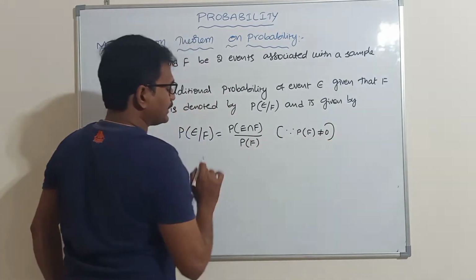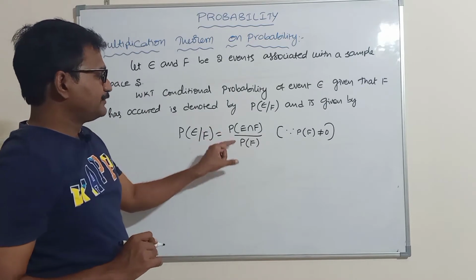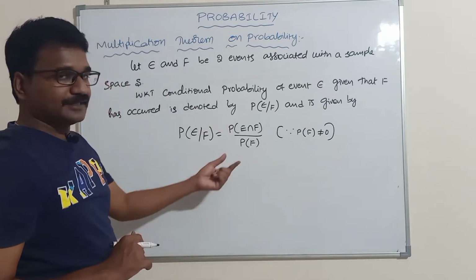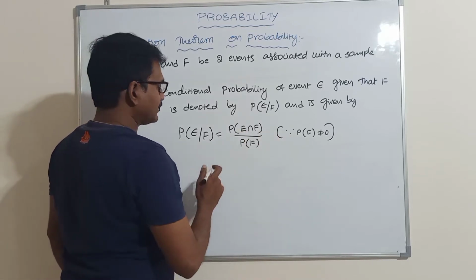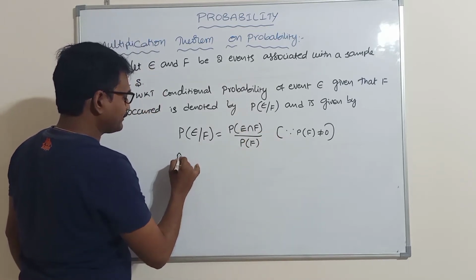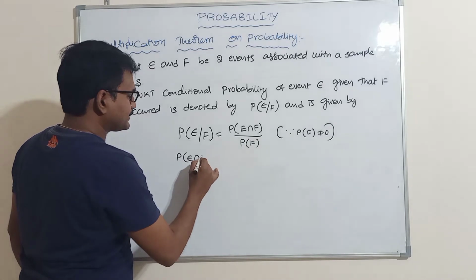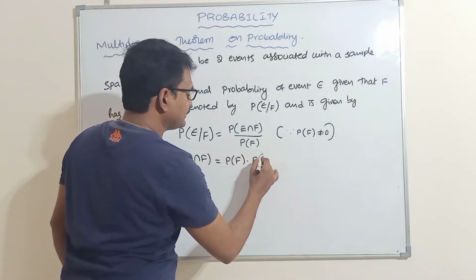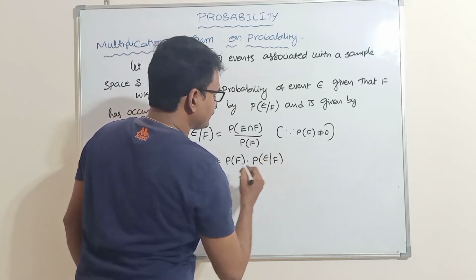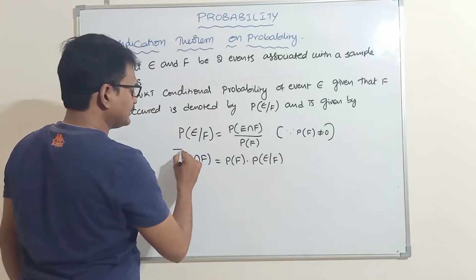If it is 0, the denominator will become 0, and you don't get anything, so it will be not defined. Therefore P of F is not equal to 0. By cross multiplying, what do we get? P of E intersection F is equal to P of F into P of E given F.